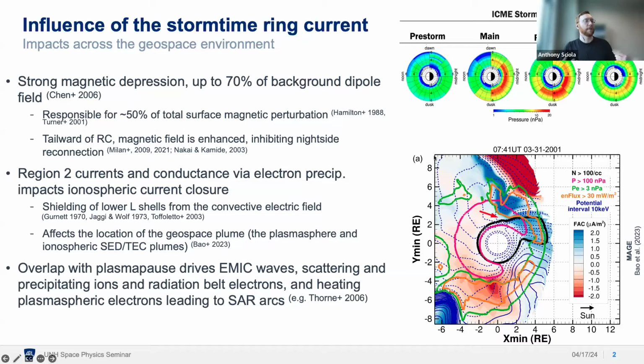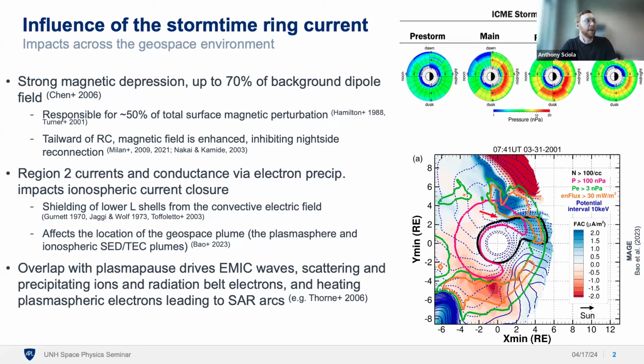First, to get us started, hopefully everyone is relatively familiar with the ring current. It is one of the major features and components of geomagnetic storms. I wanted to quickly highlight that it has many impacts across the geospace environment and many systems that it's coupled to. There's, of course, the strong magnetic perturbation that it causes, both within the magnetosphere and on Earth's surface. But also further back in the plasma sheet, tailward of the ring current, this enhances the magnetic field there, enhancing nightside reconnection and all that.